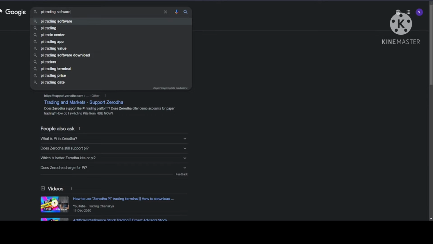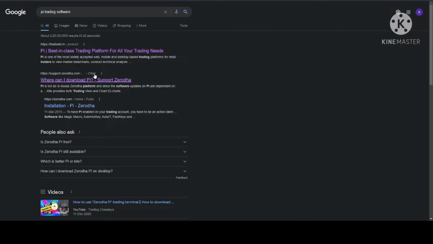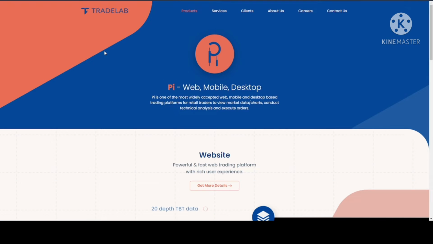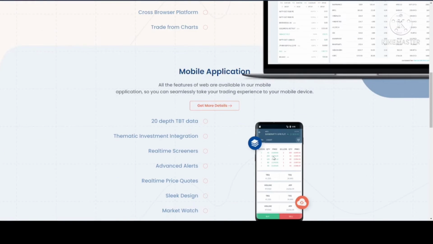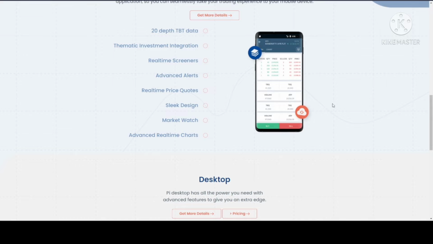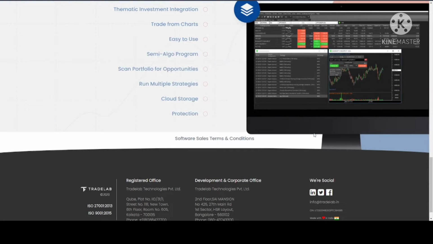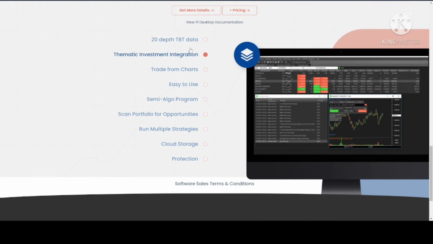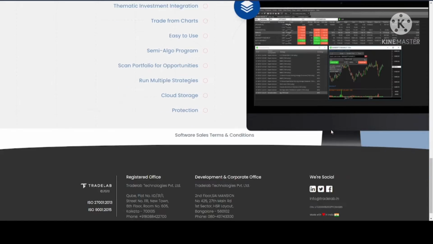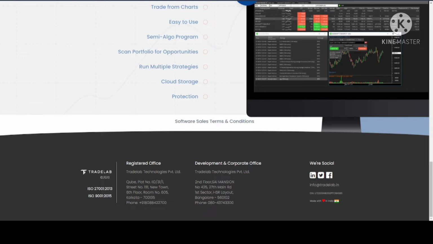PI ट्रेडिंग सॉफ्टवेयर रहता क्या है ये? अच्छा मानो सेम ही है। ओह ऐसा वाला रहता है। अच्छा, अच्छा क्या करूँ मैं?